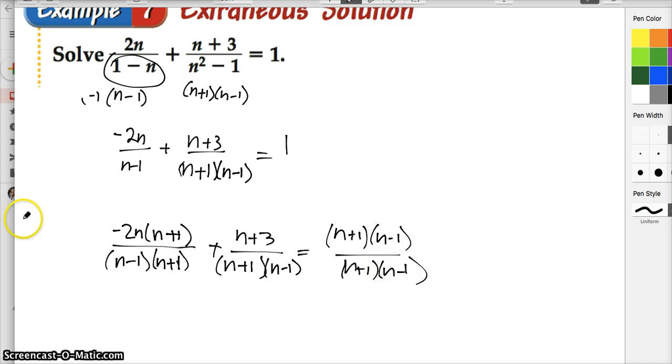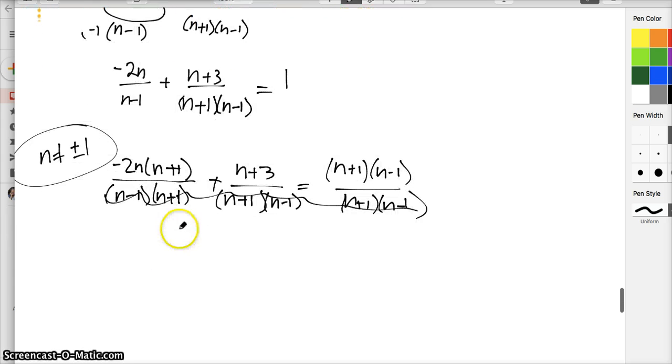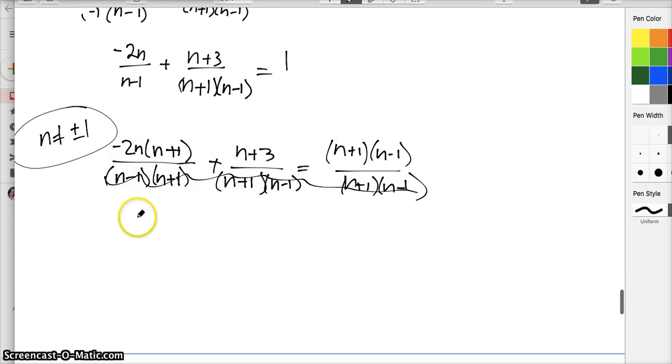We decide that n cannot equal plus or minus 1 given the denominator, and then we get rid of the denominator. Now we're going to solve this like we do any problem, distribute through. Negative 2n squared minus 2n, notice that negative got distributed through, plus n plus 3 is equal to, and this breaks down to n squared minus 1 as per how we saw it before.